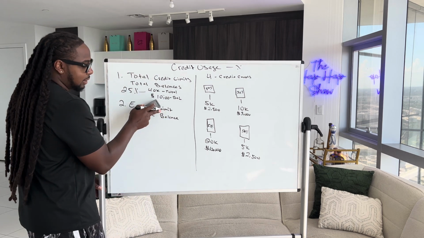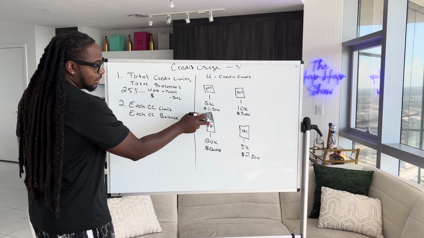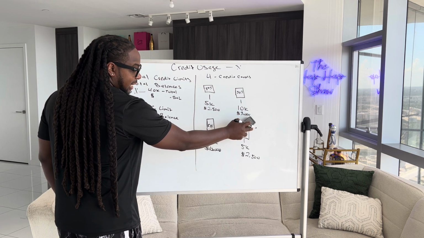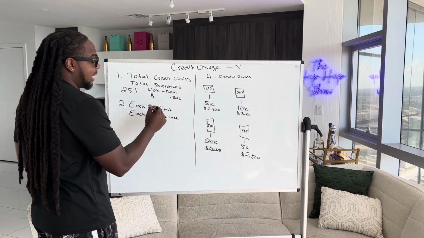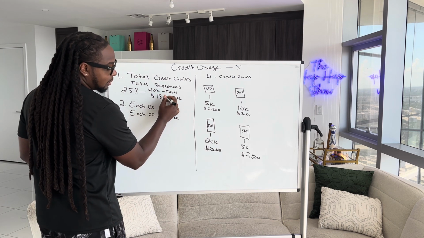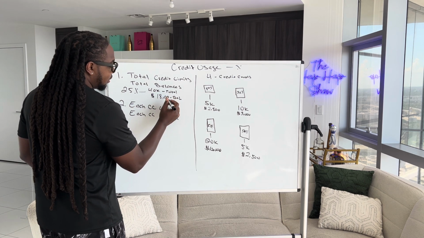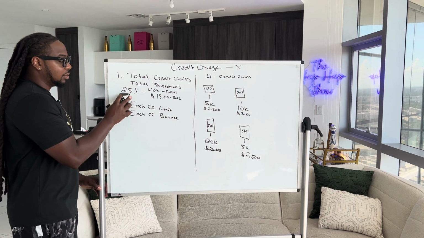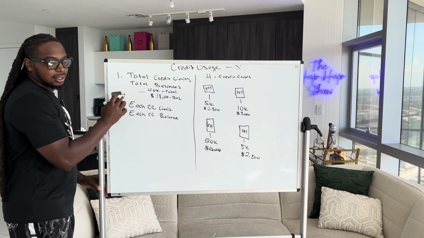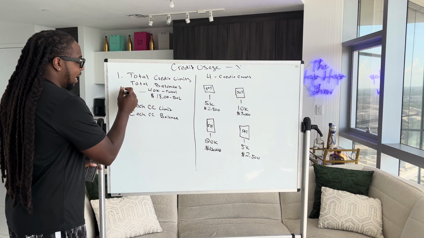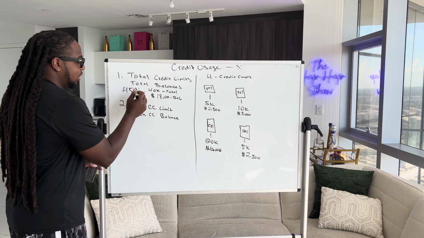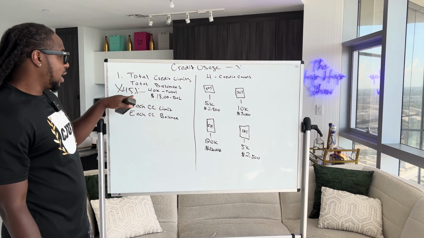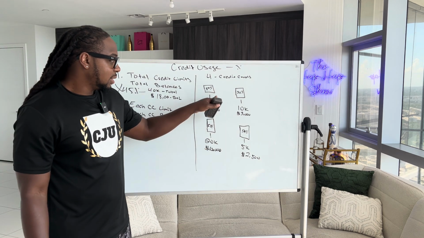Now the total balance goes 2.5, 2.5, 5, plus 3, that's 8, plus 10. Now we're at 18,000. So if you're at an 18,000 balance on 40,000 total, what's that percentage? 45%. Once you get to 45%, it's a no-no. That's way too high. You see?